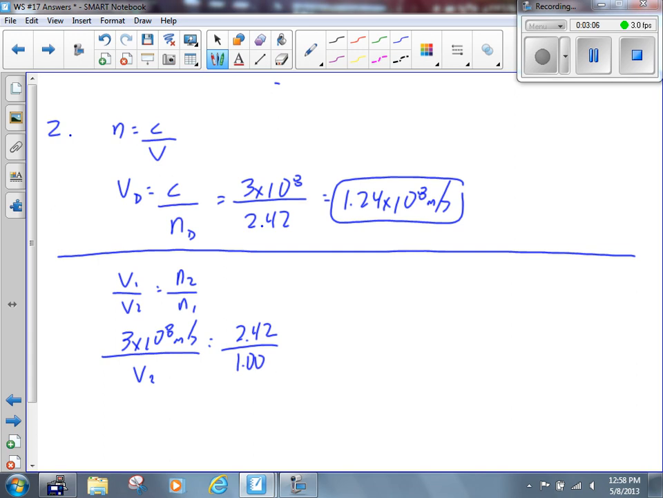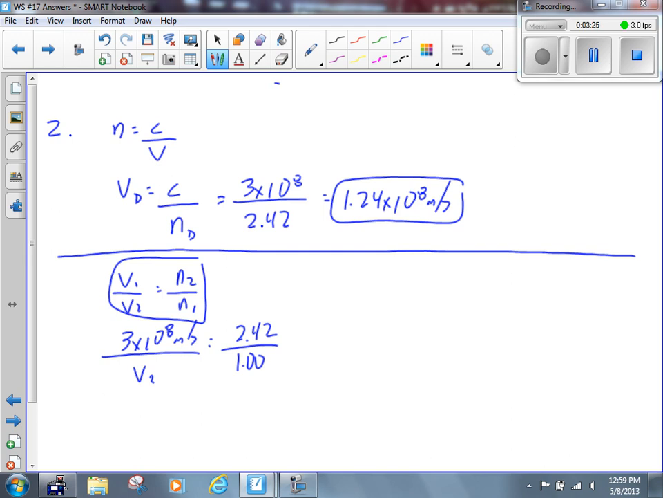Now, technically, you could do this with question number 2 and assume the other material was anything you wanted. But the only problem is we don't know the speed of light in the other materials. We don't know what V1 is if we pick something other than air. So that's why we picked air or a vacuum there.